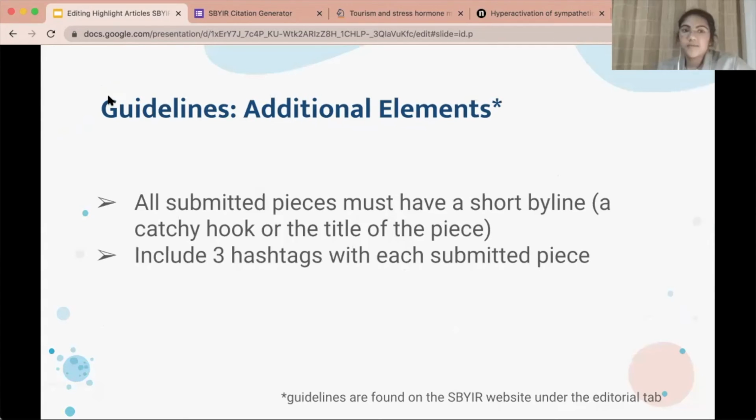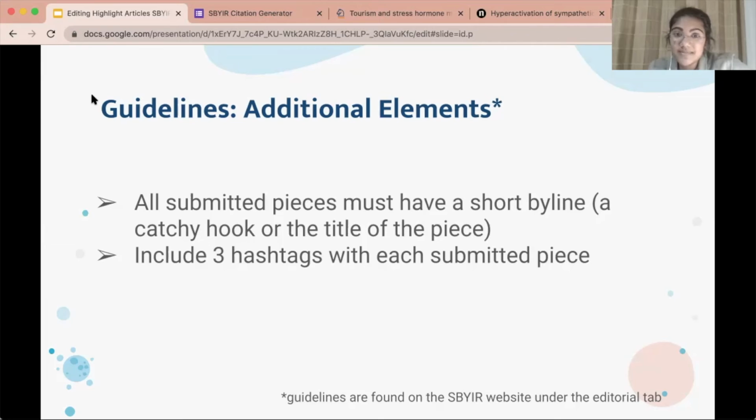Okay, so now we'll talk about some extra elements that are particular to each highlight article, but aren't specifically about content or citations. And these are, well, my favorite part of it.